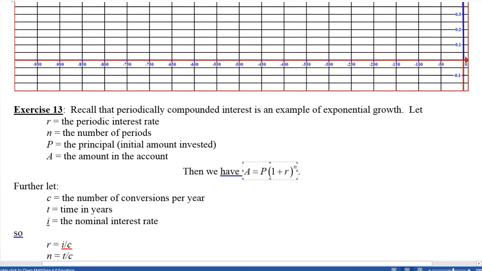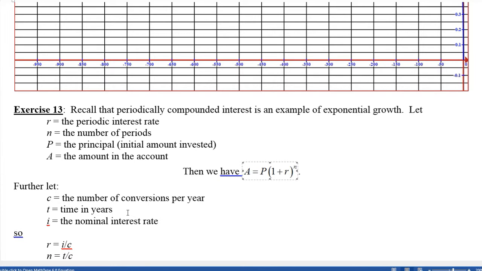But now let's add a couple other letters here. C is the number of conversions per year. So if it's compounded monthly, C is 12. If it's compounded daily, well, if you don't take into account leap year, C is 365. If it's compounded weekly, C is approximately 52. Let T be the time in years, and I be the nominal interest rate.